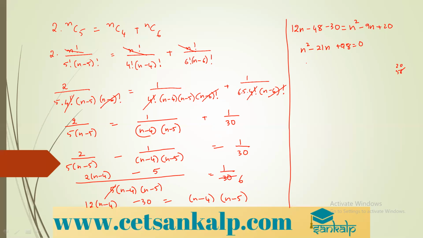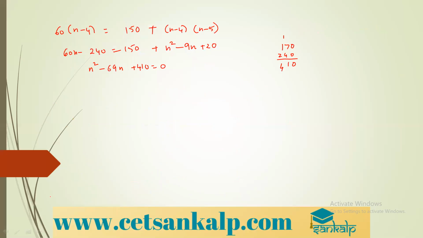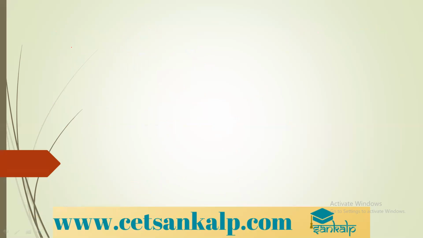So now I can factorize this. 14 and 7. n minus 14, n minus 7 equal to 0. n is 7 or 14. Yes, this is right. So instead of going to the next page, better we will do it on the same page. Otherwise, while copying the terms, we may go wrong. Next, we will go to question number 18.